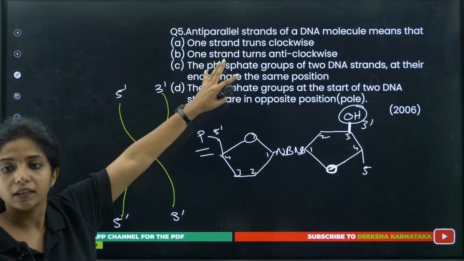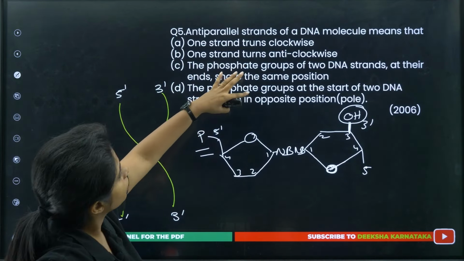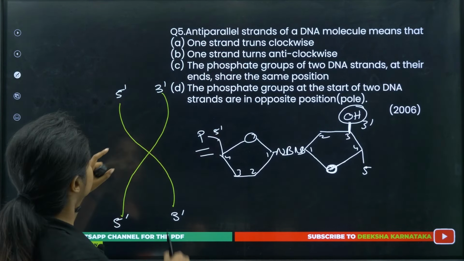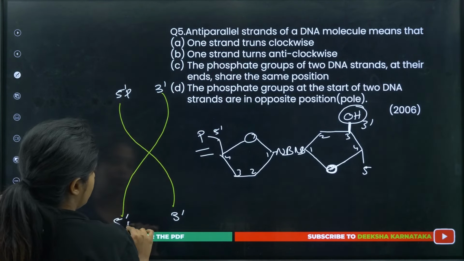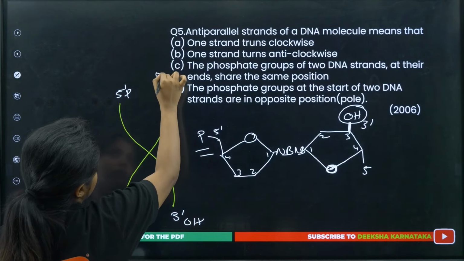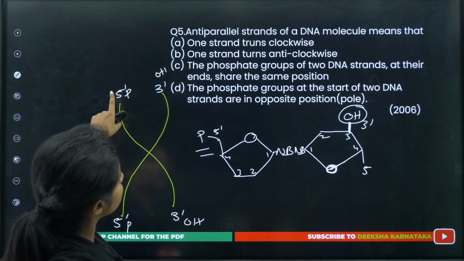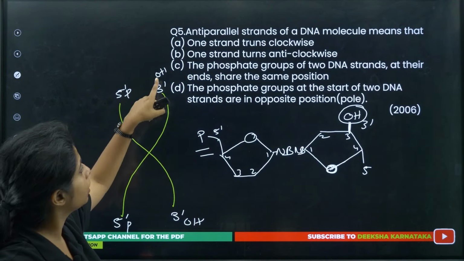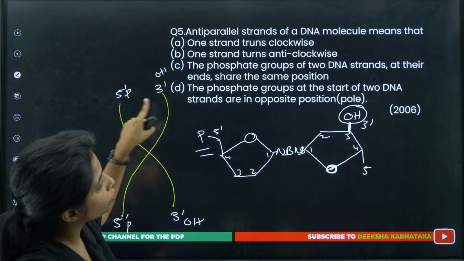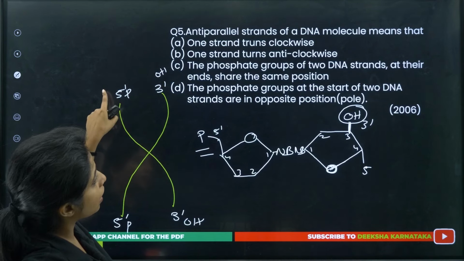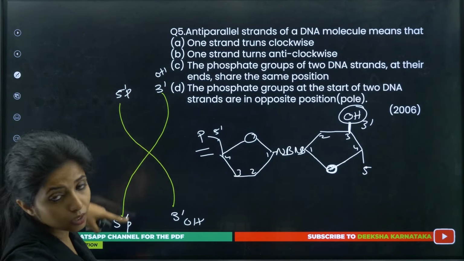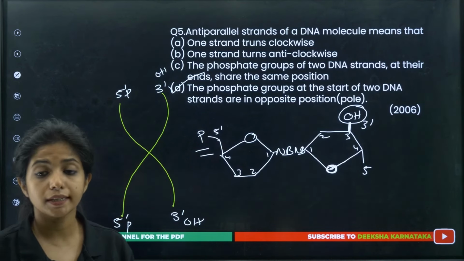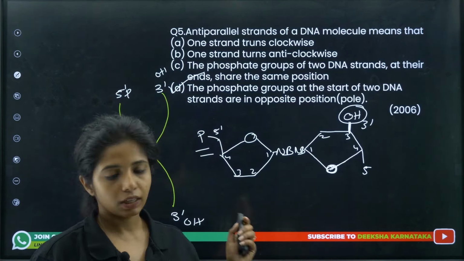One strand turns clockwise. Is it because of that we say it is anti-parallel? No, children. One strand turns anti-clockwise? No. The phosphate groups of the 2 DNA strands, that is over here. So 5 is basically for P and this is for OH. The phosphate groups of 2 DNA strands at their ends share the same position. Are they sharing the same position? No, I see phosphate over here and OH over here. This is wrong. The phosphate groups at the start of the 2 DNA strands are in opposite positions. Yes, they are in opposite positions. So this is the correct answer. It came in 2006. Cool.